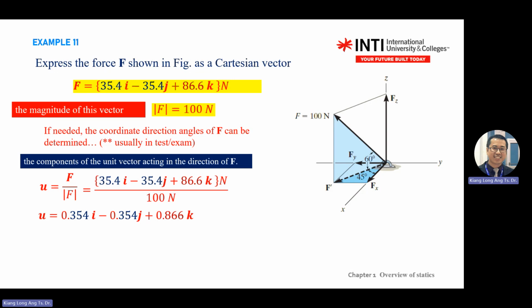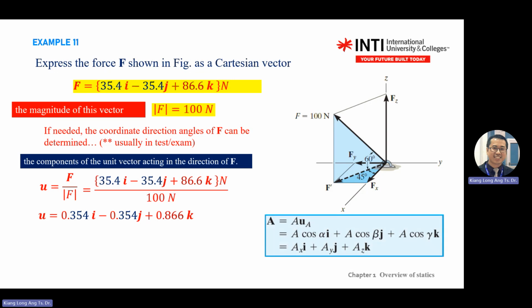What does this number mean? 0.354. If you go to the diagram, where is 0.354? Where is x? Here, x, right? 0.354 is here. Where's y? Negative, go here. Then this one, 0.866 is here. Okay, so it's in this form.